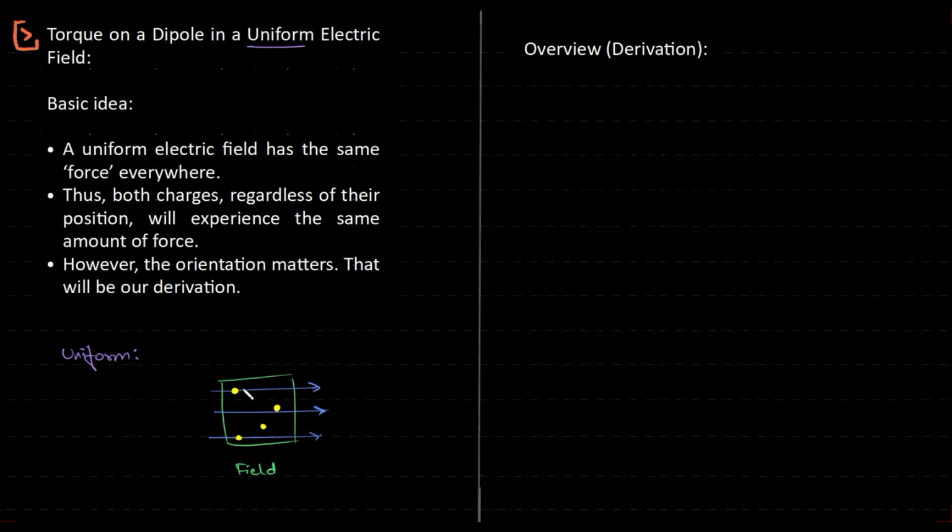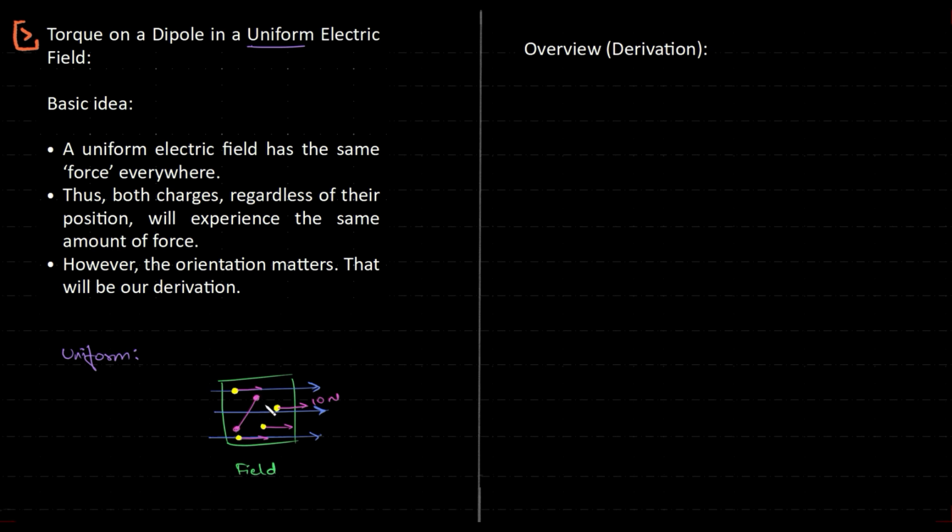Say it's experiencing a force of 10 Newton over here. It would be 10 here and it will be 10 over here, or it will be 10 over here as well. So basically it will be 10 pretty much everywhere. And that is the uniform in uniform electrical field. Thus both charges, regardless of their position, will experience the same amount of force. But the orientation of the dipole, it matters.